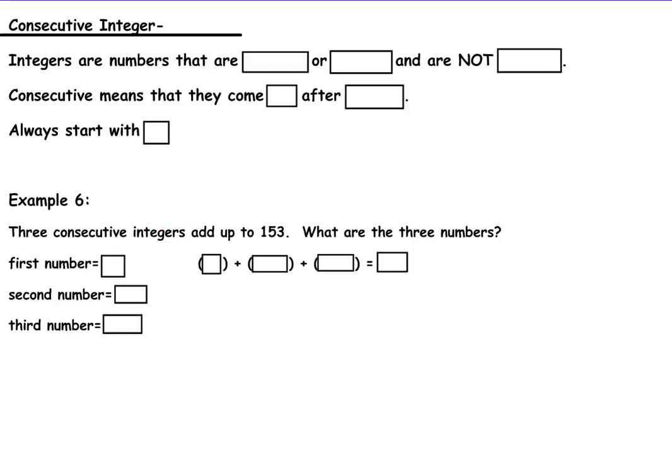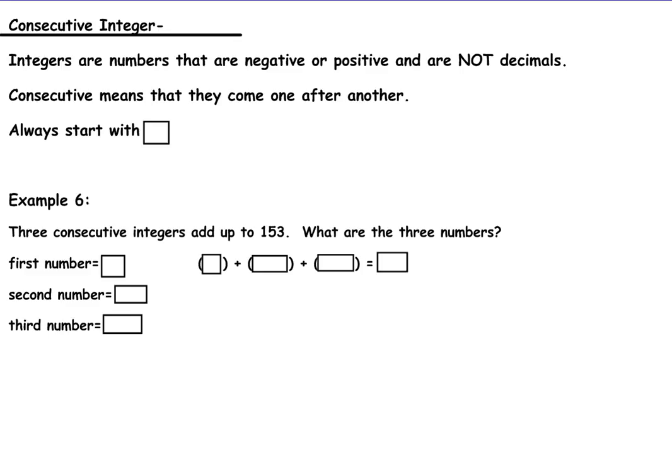Consecutive integers can be sort of tricky. You sort of have to get your mind around some things. Integers are numbers that are negative or positive and are not decimals. Consecutive means they come one after another. And you always start with x.